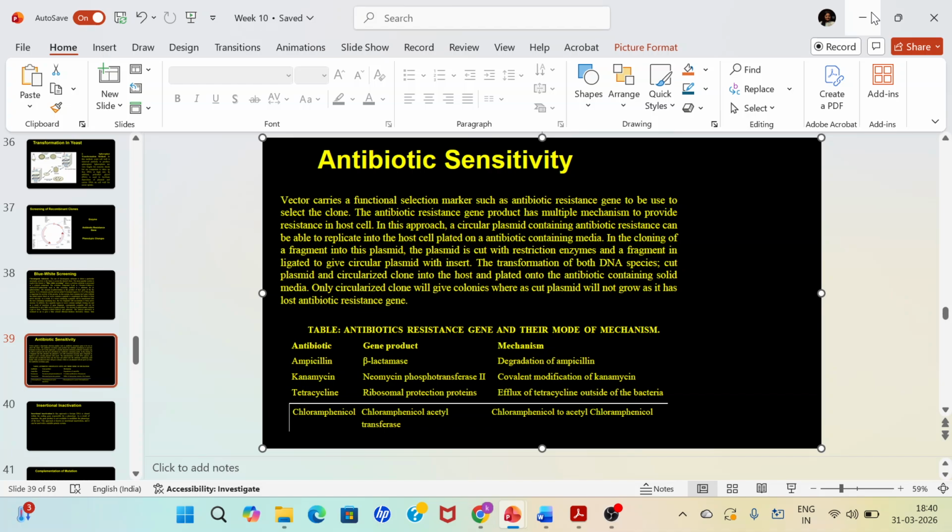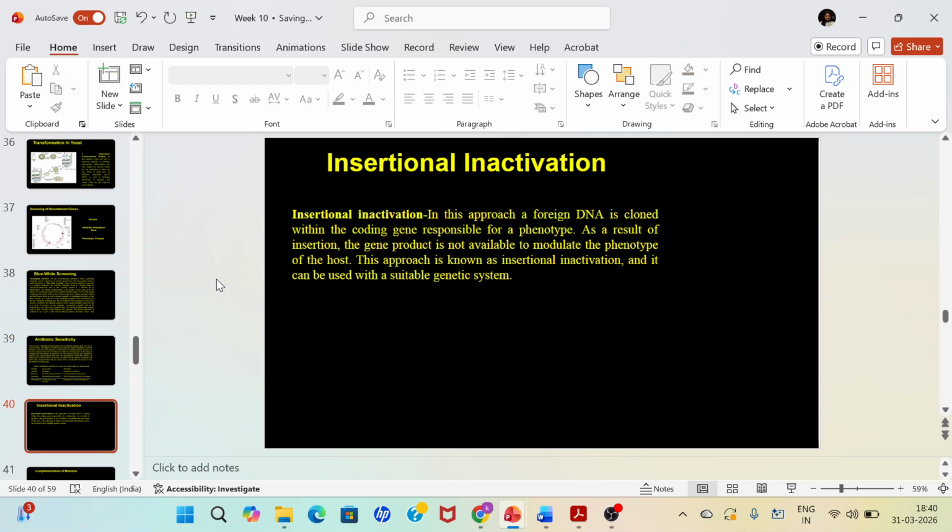Okay. Then chloramphenicol acetyl transferase is the product of the gene, and this transferase will convert chloramphenicol to acetyl chloramphenicol so that the cells can grow without any hindrance. Okay, so this was about the antibiotic sensitivity.